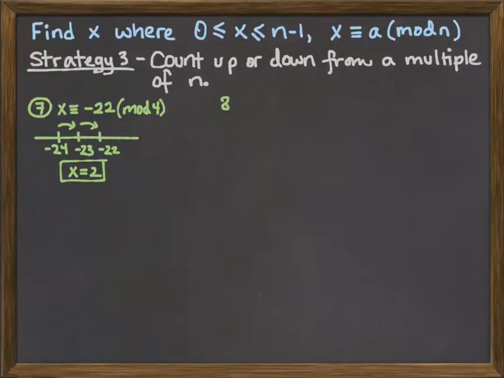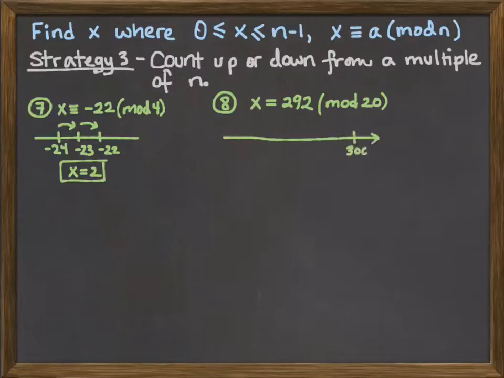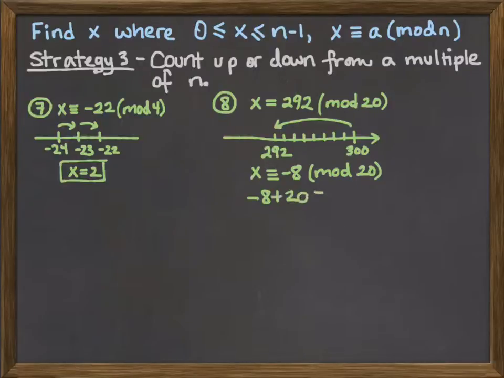As another example, x is 292 mod 20. Well, a convenient multiple of 20 that's close is 300. So I'll start with 300. To get from 300 down to 292, I'm going to have to step backwards 8 steps. So that means x is negative 8 mod 20. Now I'm going to combine that with the previous strategy, which was that I can add a multiple of 20. So I'll add 20 to that to get 12. Now I'm in the correct range, and so x equals 12.